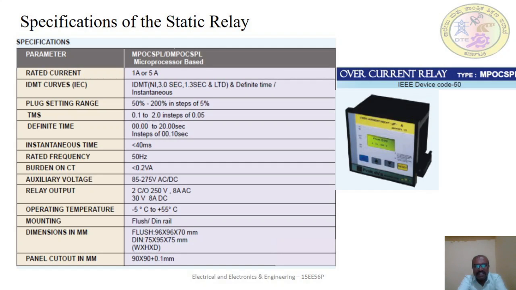Burden on CT is less than 0.2 VA. Auxiliary voltage 85 to 275 volts AC or DC. Relay output 2 CO, 30 watt, 8 amp DC and 250 volts AC. Operating temperature minus 5 degrees to 55 degrees. Mounting type is flush or DIN rail. Dimension and panel cutout.